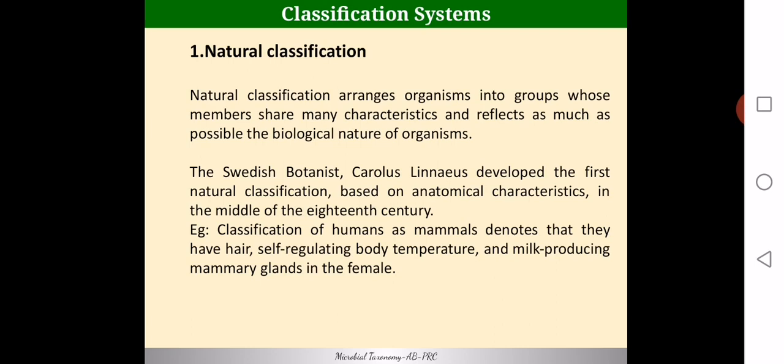You can see examples like when we classify human beings, we have common features like mammals usually having hair, self-regulatory body temperature, and milk producing mammary glands in females. So these are some common features, and also there is the physical appearance and other features. Based on these features we categorize them as mammals. Similarly, all those organisms with their observable physical and biological properties we can categorize.